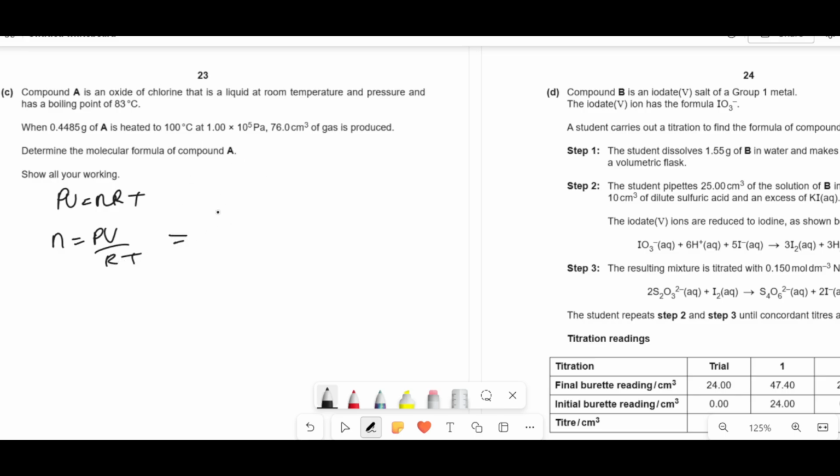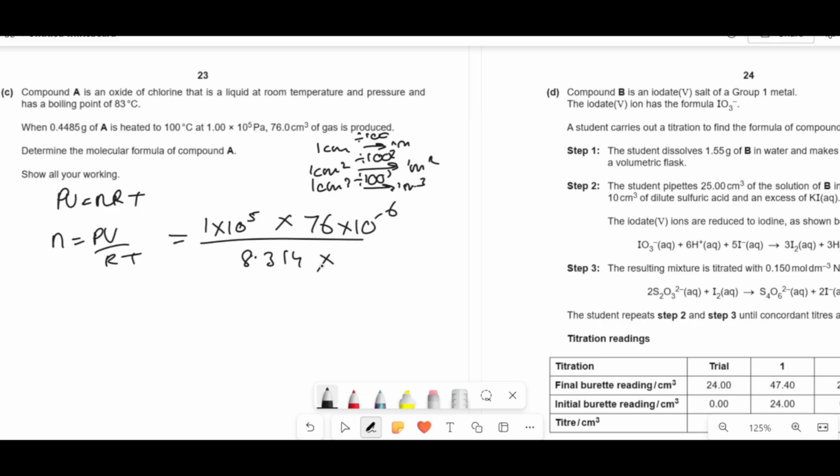So that means it's going to be the pressure, 1 times 10 to the 5, times its volume, which is 76, but we need it in meters cubed. To go from centimeters to meters, you would divide by 100. For a cubed unit, you've got to cube that too. So from 1 centimeter cubed to 1 meter cubed, you divide by a million, so 76 times 10 to the minus 6. That's the volume over 8.314 times its temperature, which they've told you is 100, so plus 273 gives 373. If we do that, we get 2.45 times 10 to the minus 3 moles.